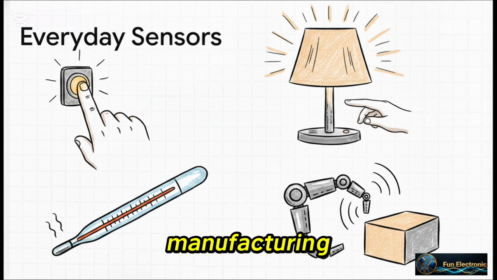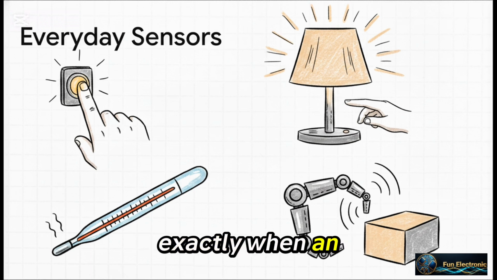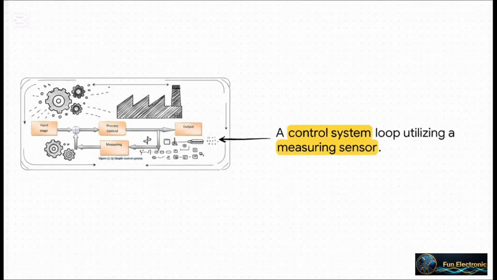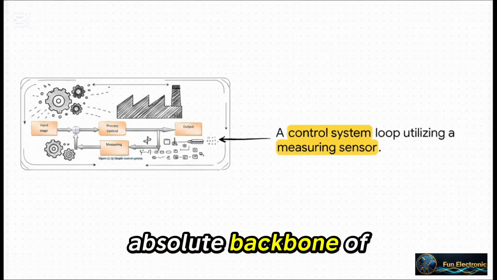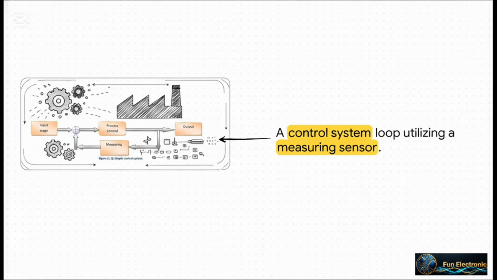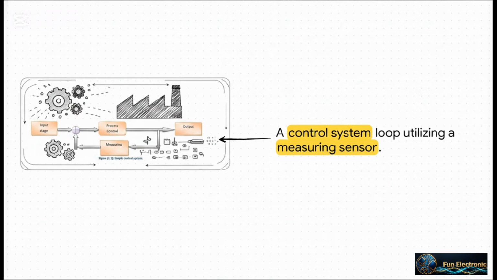And in modern manufacturing, proximity sensors are what ensure huge industrial robots know exactly when an object, or worse, a human worker, is getting too close for comfort. Scaling up to industrial settings, sensors are the absolute backbone of closed-loop control systems. If you look at the measuring feedback loop here, after a process is controlled, the sensor reads the output, senses the physical quantities, and feeds that vital data right back to the input stage.